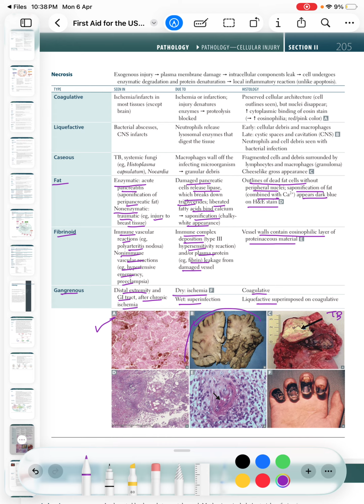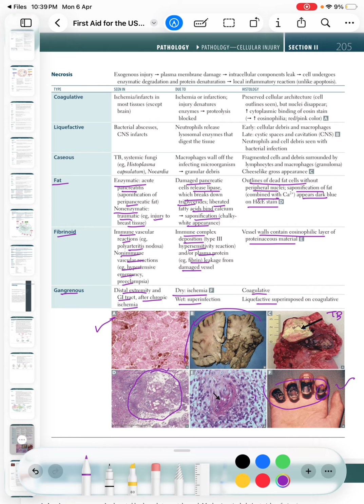Then this is fat necrosis, and its histology is that it is outlined by dead fat cells. Then fibrinoid necrosis occurs in immune vascular reactions, and this is gangrenous necrosis, which occurs in the distal extremity and GI tract. These are the distal extremities, the hands and the fingers. So the necrosis that occurs here is gangrenous necrosis.